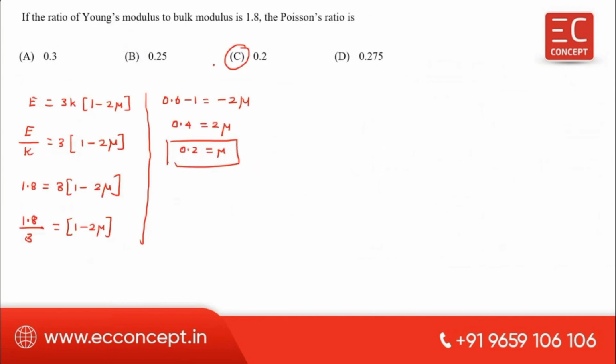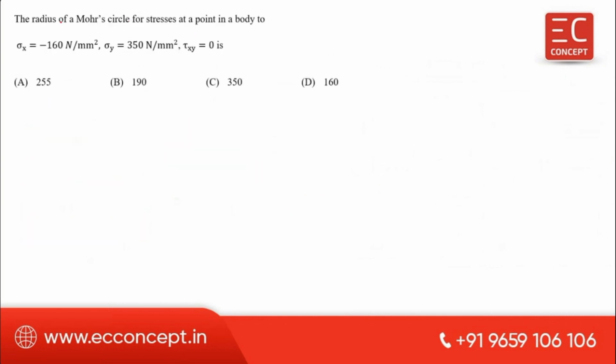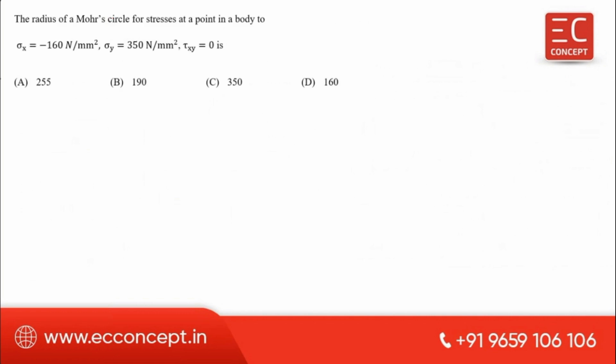Okay. Now, the radius of a Mohr circle for the stress system at a point in a body is equal to what? The radius of the Mohr circle. There are two stresses given, but the shear stress is 0. Okay. Before that, I can tell you case 1.